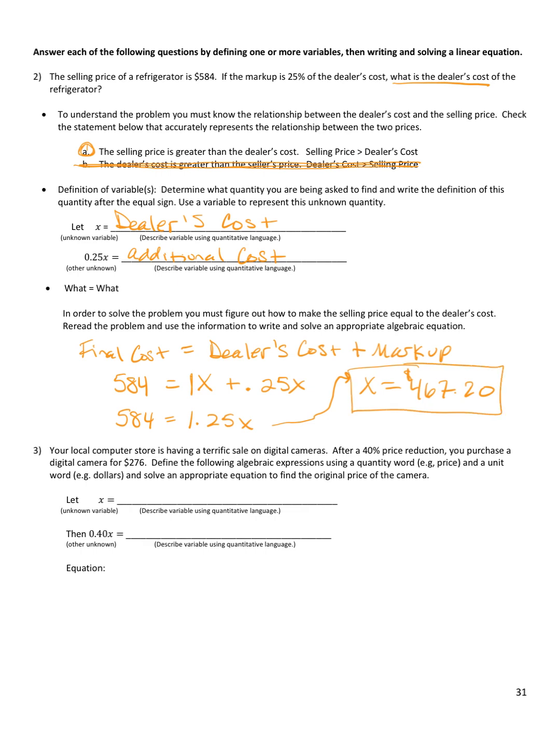Number 3, your local computer store is having a terrific sale on digital cameras. After a 40% reduction, you purchase a digital camera for $276. We're going to define the following algebraic expressions using a quantity word like price and a unit word like dollars, and solve an appropriate equation to find the original price of the camera.